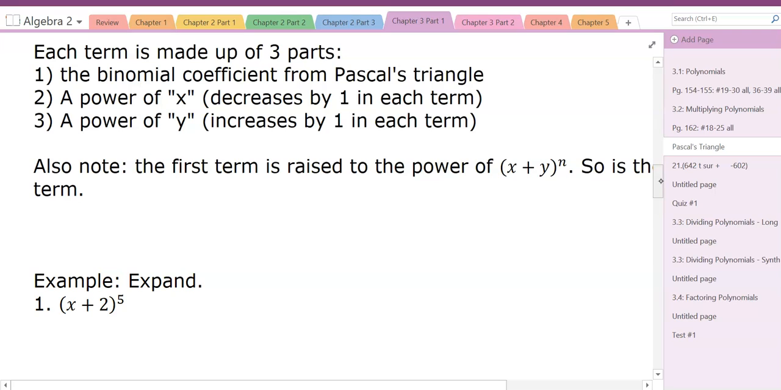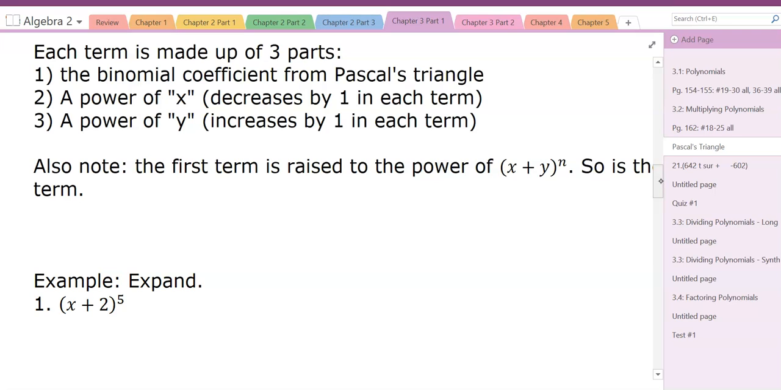So each piece in your expanded form is going to be made up of 3 parts. So each term has 3 parts to it. The first part is your coefficient. So that row of numbers that we pulled, that's piece number 1. So whether it was a 1, a 5, a 10 on the last one.